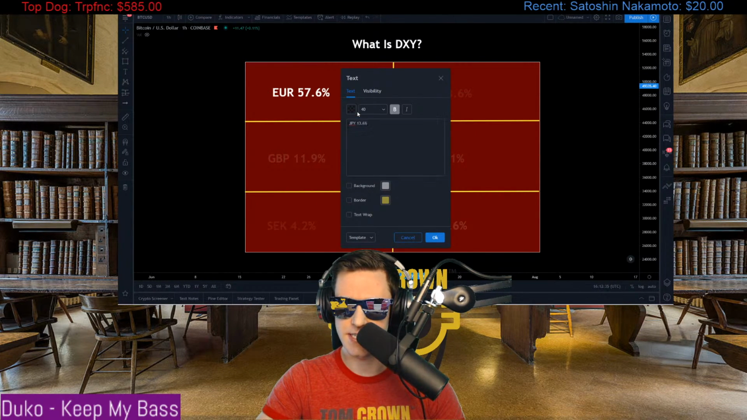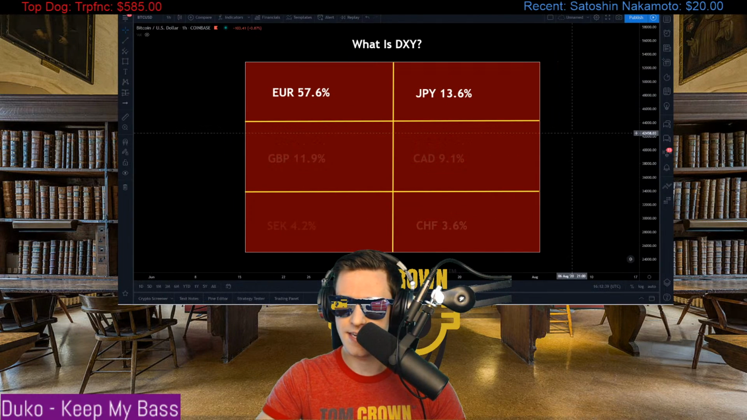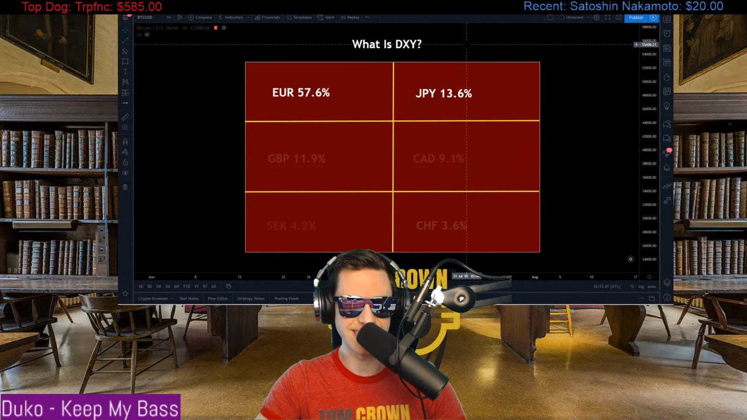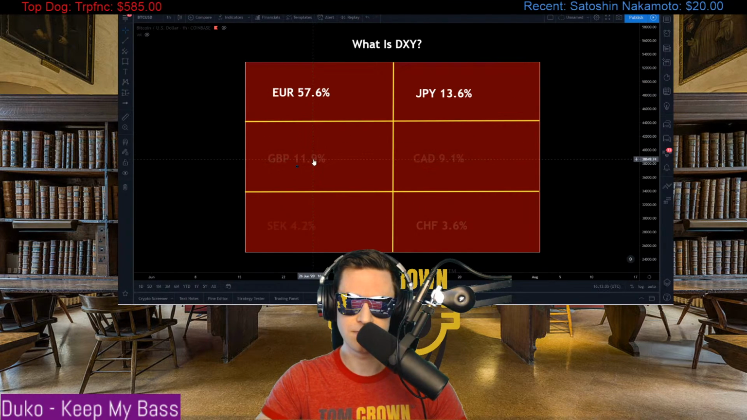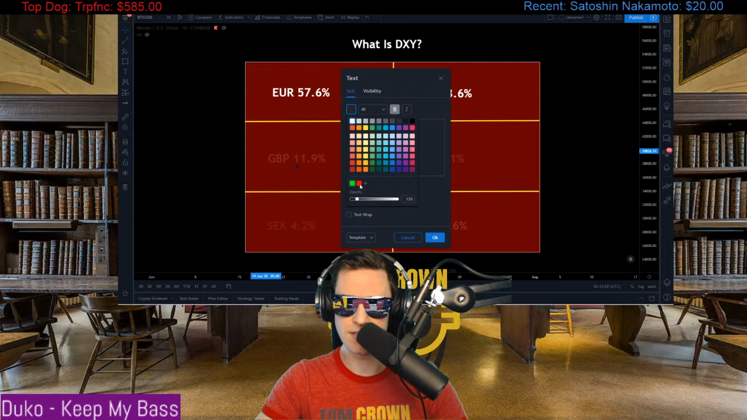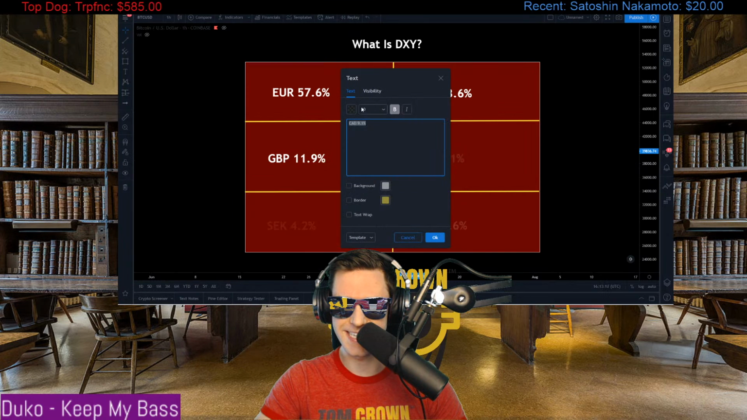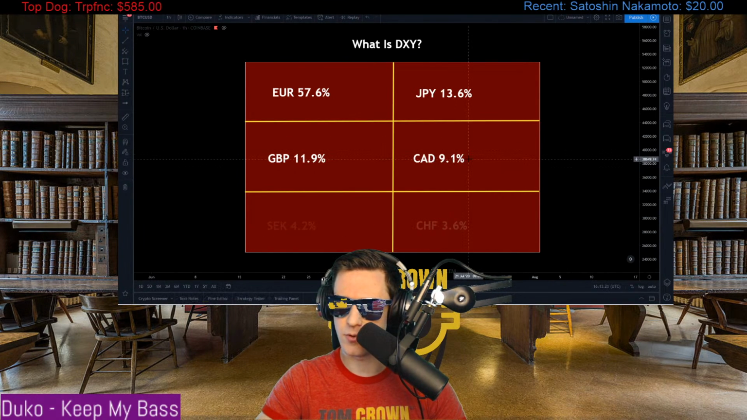The second currency is the JPY, and it is 13.6%. So we can already see that the euro is the biggest player when looking at the Dixie. You can see 57.6%, so already it is a larger or heavier weight than the other 5 currencies that we're going to talk about here combined. So when we see the euro move, logically we should expect to see the Dixie move. The British pound is 11.9%, similar to the JPY. Fourth is the Canadian dollar, the CAD at 9.1%.